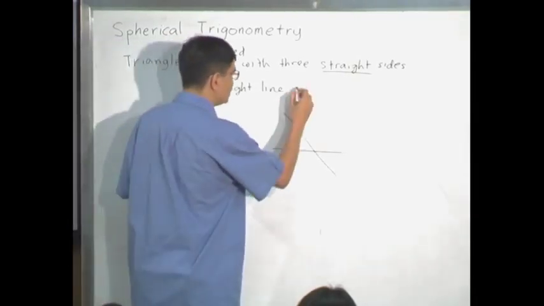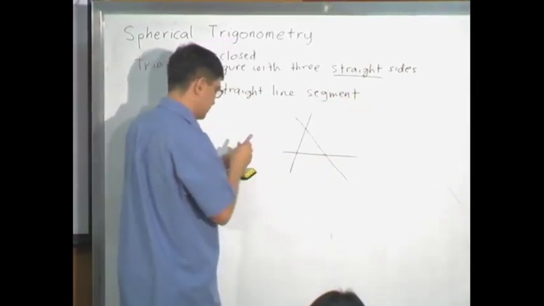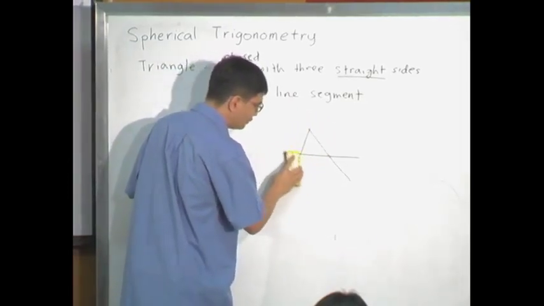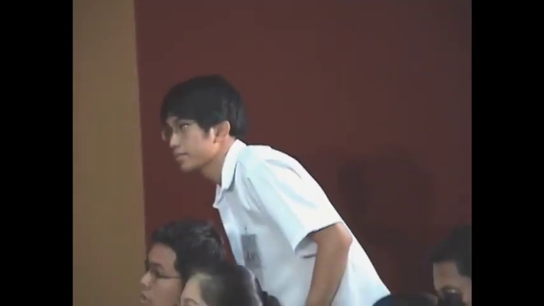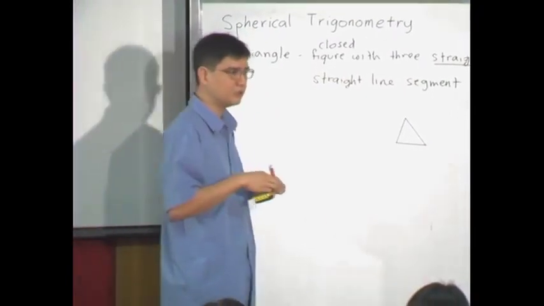So let's be more specific. Let's take a look at a line that has a finite length, a line segment. How would we define a line segment? We can define, yes, GJ? It is the distance between 2 points. Yeah, we could say that the length of the line segment is the distance between 2 points.